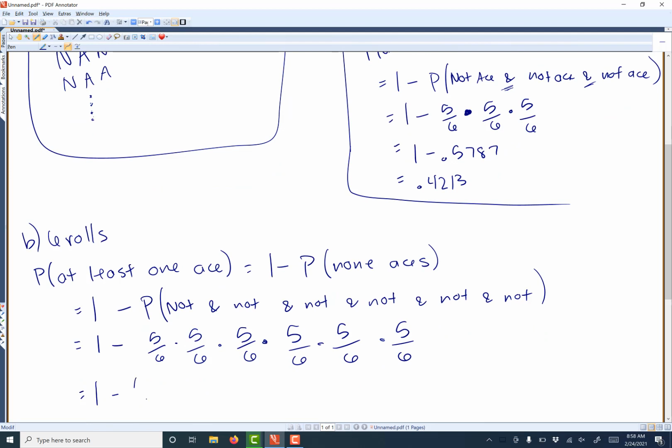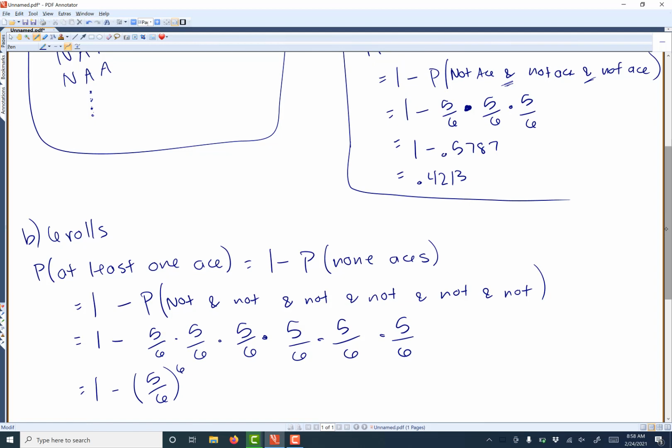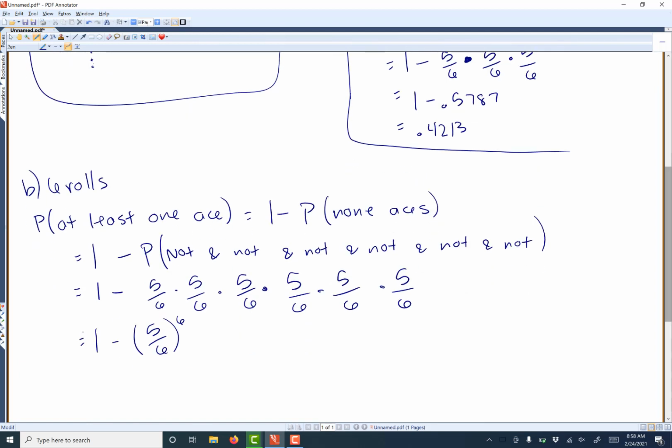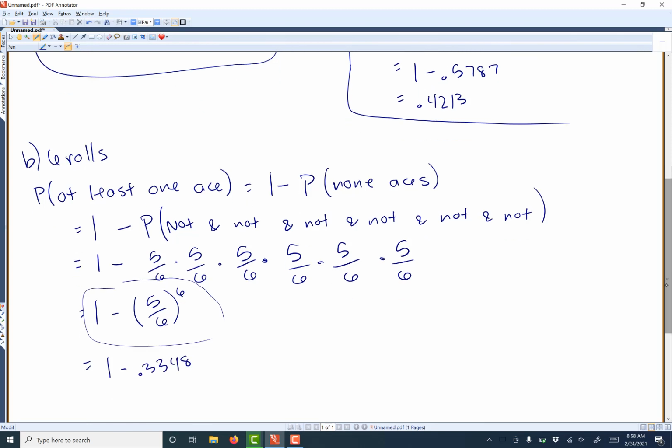If you want a faster way to put this in your calculator, you might notice this is 1 minus 5/6 raised to the 6th power because I'm multiplying 6 times. You don't need to try and memorize this step to do the exponents. You can just write it out each time. So that's certainly going to be easier to remember. So it's going to be 1 minus 0.3348. You'll notice because these are small decimals that I do like to round to a few more decimal places. So I get 0.6652. So that's the probability of at least one ace.